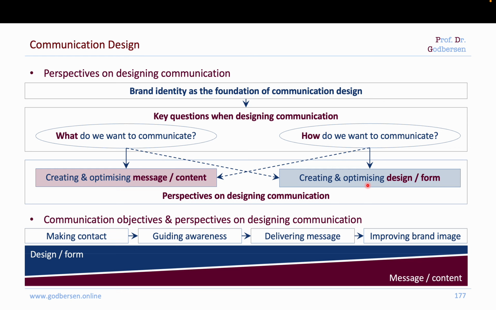Secondly, always think goal-oriented. What are our objectives with communication, or with an advertisement, with a means of communication? And how can we combine this with these perspectives on designing communication that I've just introduced? So what we want to do is, first, we want to make contact. There should be contact between the advertisement and our target group. Then we want to guide the awareness of the target group, of the person who perceives the advertisement, through the advertisement.